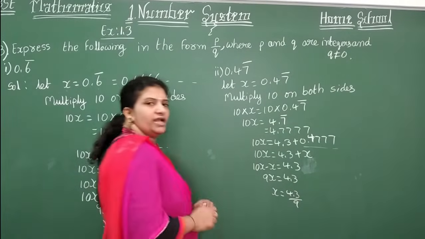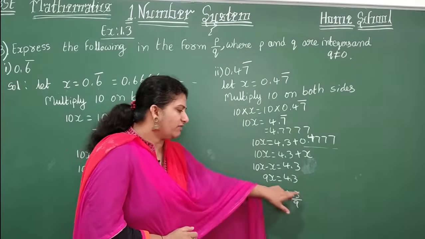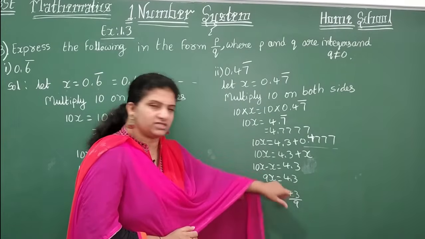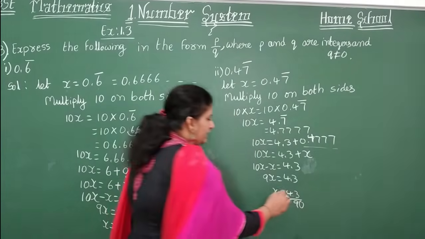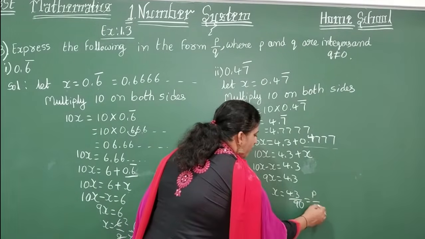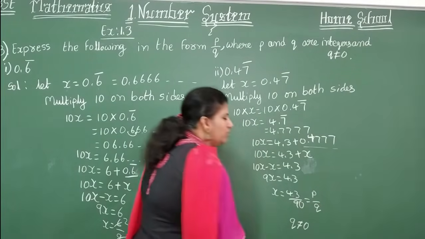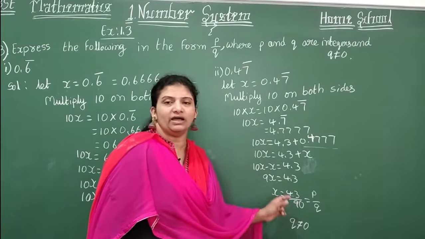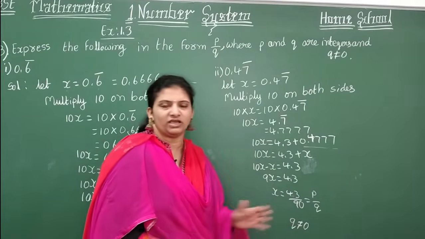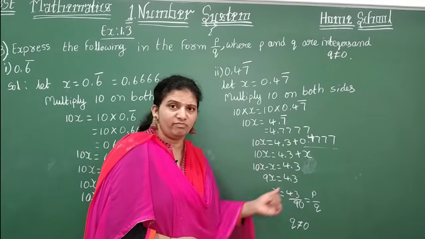So now remove the decimal point. How can you remove? You know, no children? After one digit, so remove this decimal point and place 0 down. That is, this is in the form of P by Q, where Q is not equal to 0. 43 by 90, P and Q are integers and Q cannot be equal to 0. This is only a representation of P by Q.